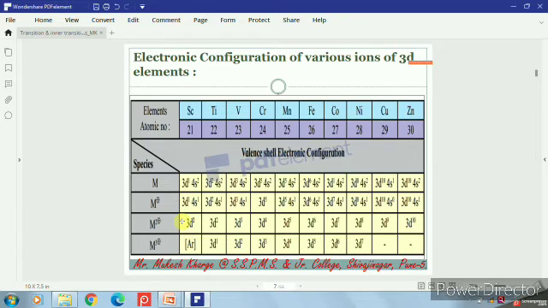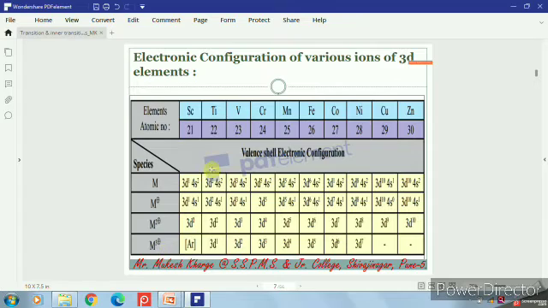Not 2, it is 3d1. Then when it loses one more electron from 3d, the electronic configuration becomes argon 3d0 4s0. So it is Sc3+. In this way we can write the electronic configuration of that element in its 1+, 2+ and 3+ states.